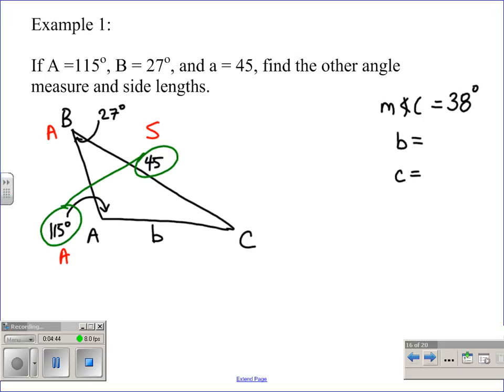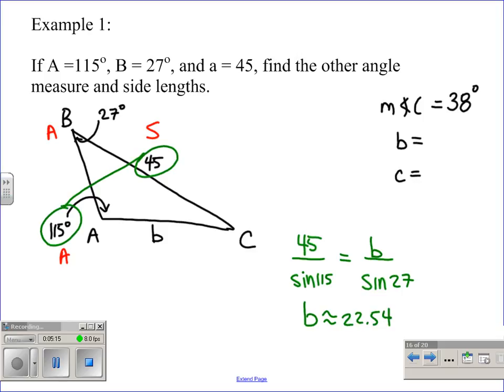So we're going to start by saying we know that 45 over sine of 115 is equal to b, which we need to find, over sine of the angle opposite b, which is 27. We're just going to solve that ratio for b, and we end up with b is 22.54. So we have b, 22.54, and we're going to keep that.